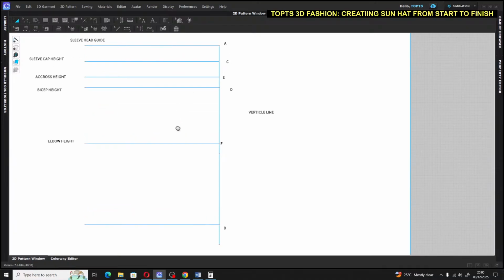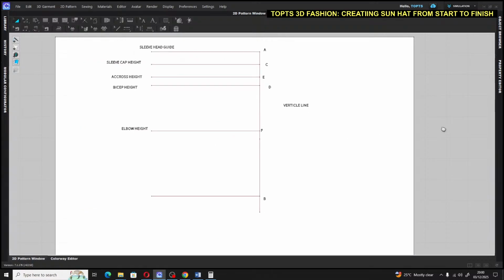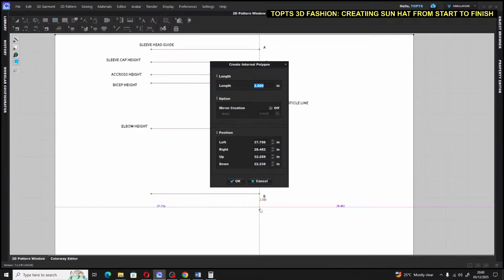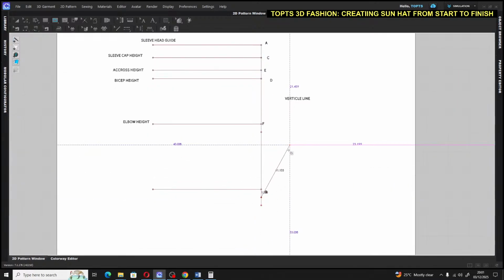So those are how many lines we have so far determined. There are 1, 2, 3, 4, 5, 6. The last line that we are going to determine is the hem allowance line, which is point G. So from B to G, we are just going to give hem allowance of 1.5. So I'm marking downwards from B 1.5 inches like that, and we label this point G.